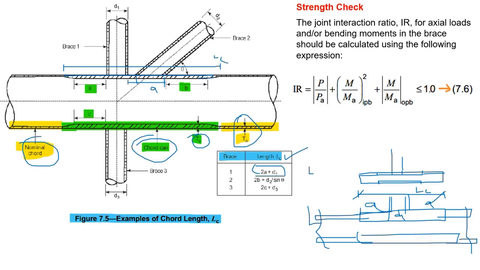Then here we have to see strength check. This is simply the interaction ratio, like our AISC and all, we used to have interaction ratio, right? Actual axial plus bending, that will be axial stress, the utilization ratio, and moment in plane and moment out of plane. If we calculate the interaction ratio, it should be less than 1. Then we can say the joint is passing.